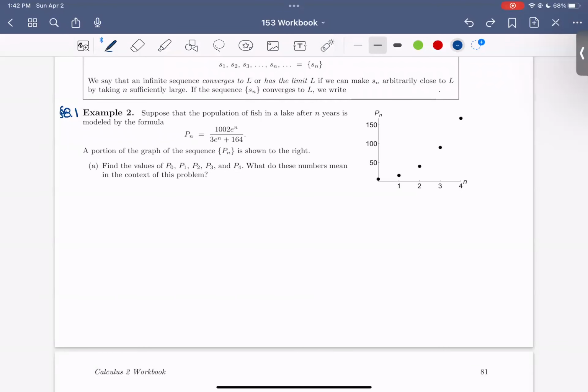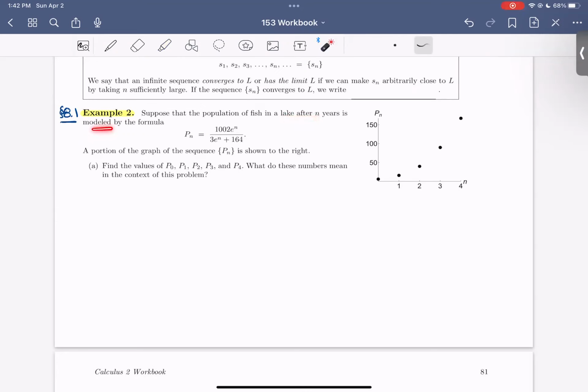Hello, everyone. In this video, we're going to continue our work in section 8.1 of the workbook by looking at example 2. In this example, we're going to learn about a different sequence and observe its behavior.